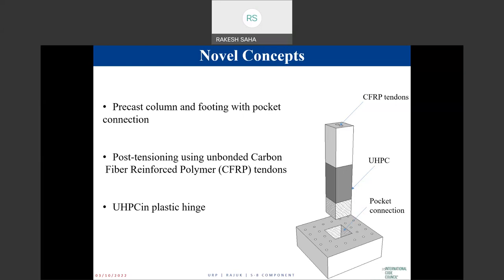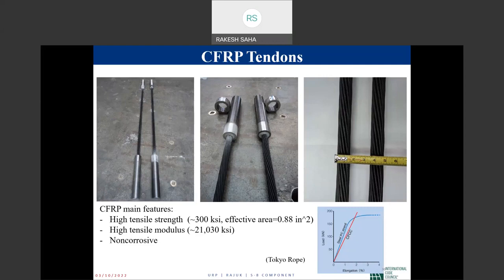The UHPC is to control damage, plastic hinge damage, to minimize, reduce. And the purpose of using CFRP tendons is to recenter, bring the column back to its original length. So as you can expect, we tested this column under near fault earthquake. Near fault earthquakes tend to cause major permanent displacement in conventional construction. So we wanted to see how effective these two technologies that we're bringing in are in eliminating or reducing permanent displacement. So these are the tendons, these are the CFRP tendons.